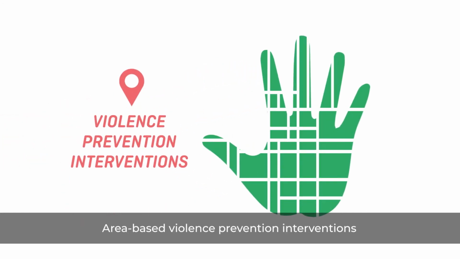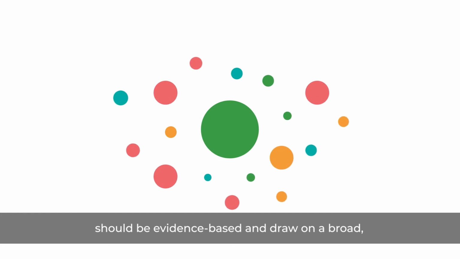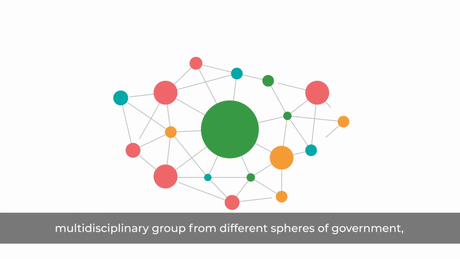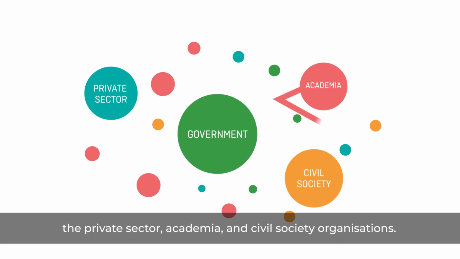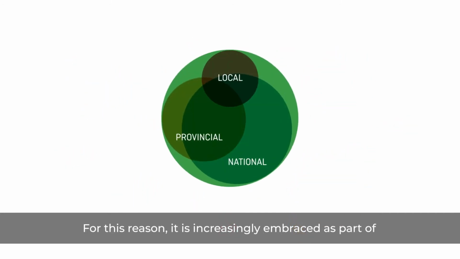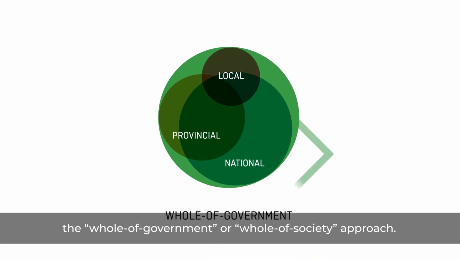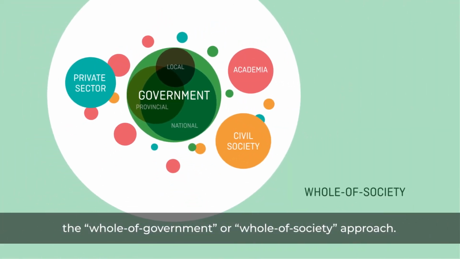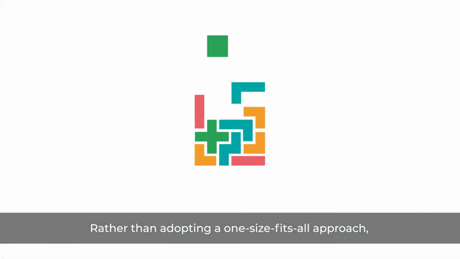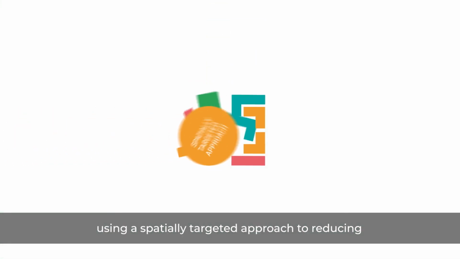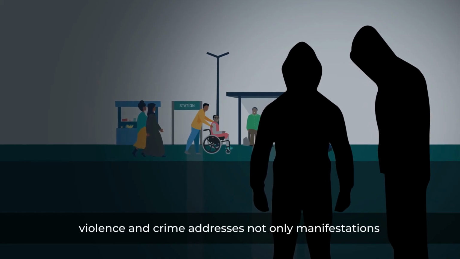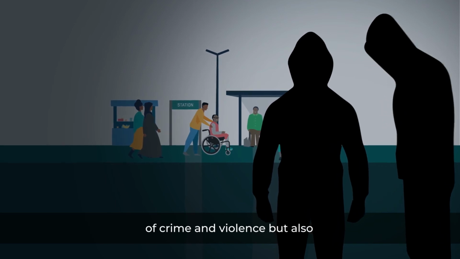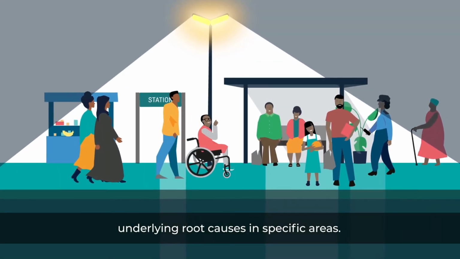Area-based violence prevention interventions should be evidence-based and draw on a broad, multidisciplinary group from different spheres of government, the private sector, academia, and civil society organizations. For this reason, it is increasingly embraced as part of the whole of government or whole of society approach. Rather than adopting a one-size-fits-all approach, using a spatially targeted approach to reducing violence and crime addresses not only manifestations of crime and violence, but also underlying root causes in specific areas.